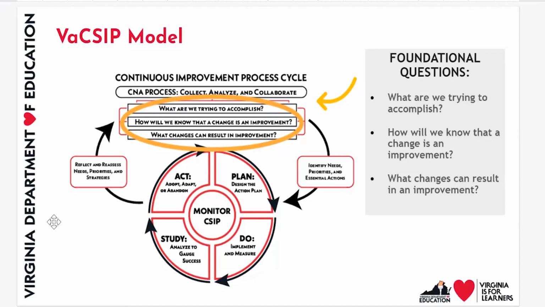You'll notice the circle in the middle of our diagram. At the center is monitoring. When you develop a comprehensive school improvement plan based on your needs, you design that plan, implement and measure, and analyze to gauge success. Then you decide if this is working well, if there are pieces you want to bring in from other schools or other plans, or change things up, or dump parts of it entirely. And then you always want to be reflecting, reassessing, going back to your comprehensive needs, looking at how we can improve and get better, and always collecting data.